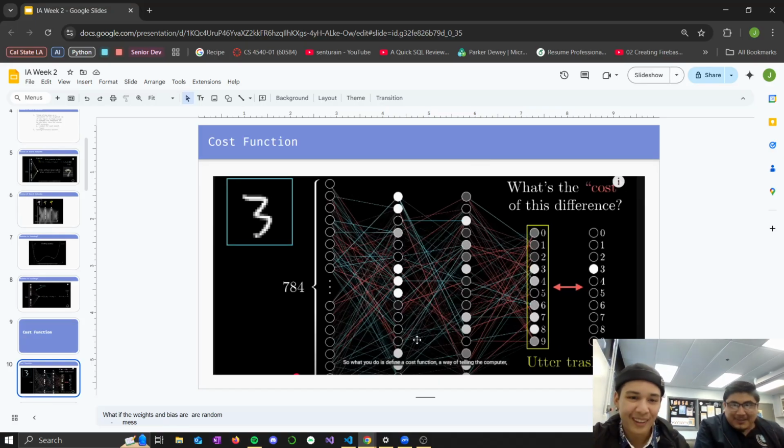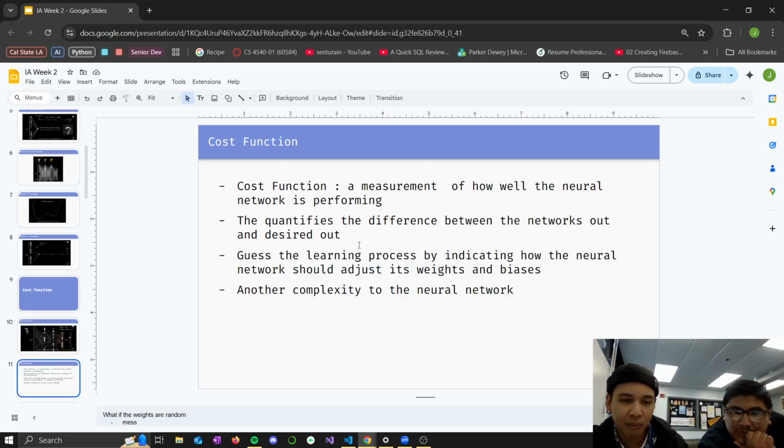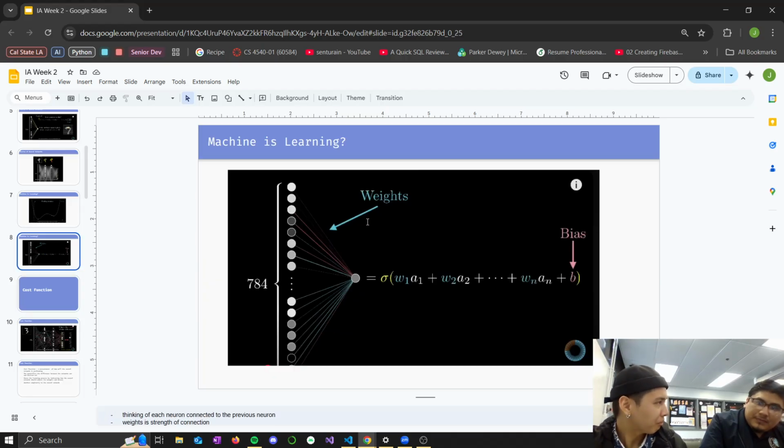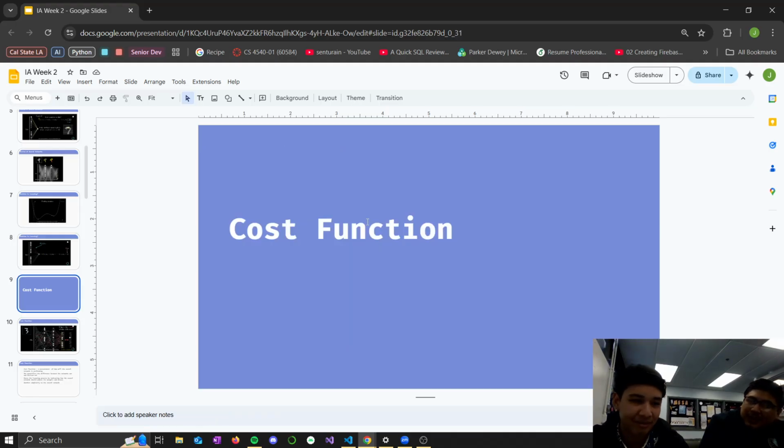The cost function determines the cost of the error of the output. Let's say we're trying to detect this three, we have to determine the difference, the error in our calculation. A cost function is just a measurement of how well the neural network's performing. It quantifies the difference between the network's output and the desired output. Any questions? Not yet.